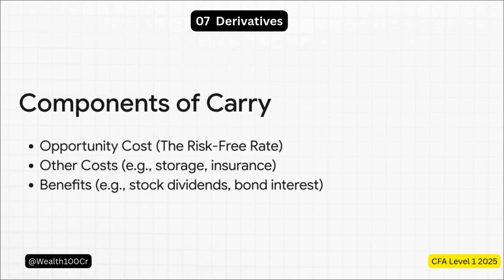First, the price of waiting, the risk-free rate that we just learned about. Second, any other costs, like the rent for storing our rice. And third, any benefits, like the milk from our cow, or in finance, dividends from a stock.